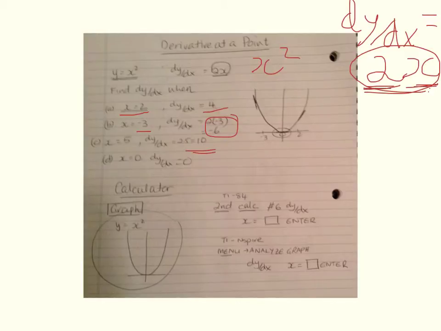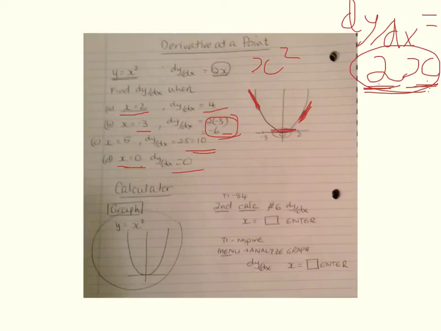If you look at the graph, this kind of makes sense. If x is 2, the slope's about 4. If x is negative 3, it's quite steep downhill, and the slope's negative 6. If x is 0, 2 times 0 is 0, and sure enough, at 0 the graph's flat, so 0 slope.